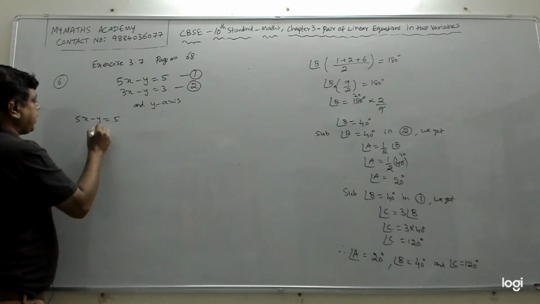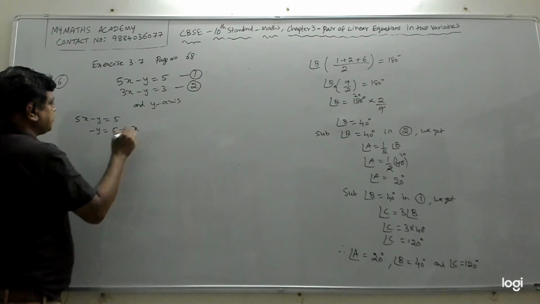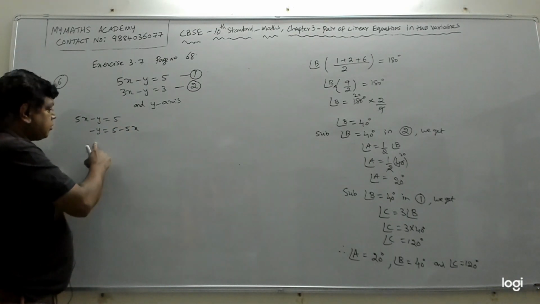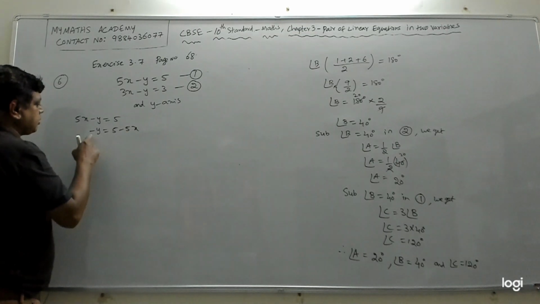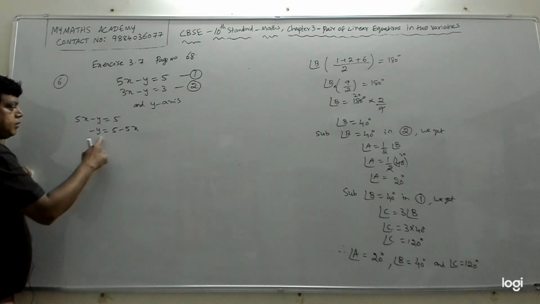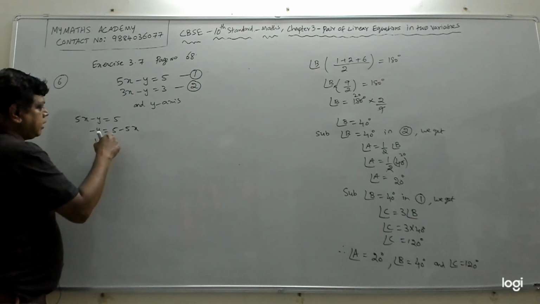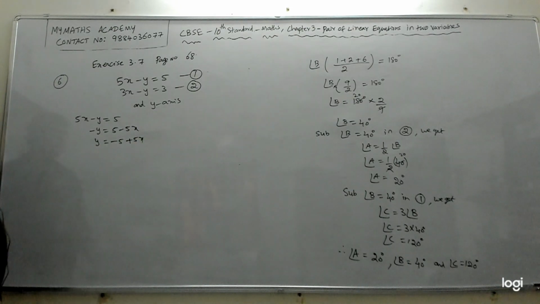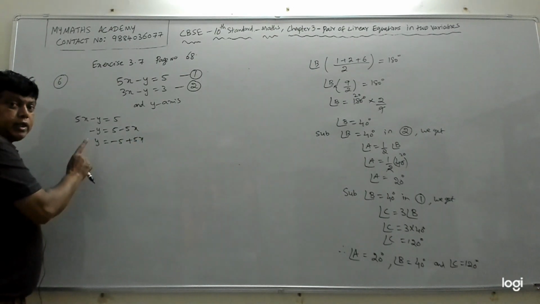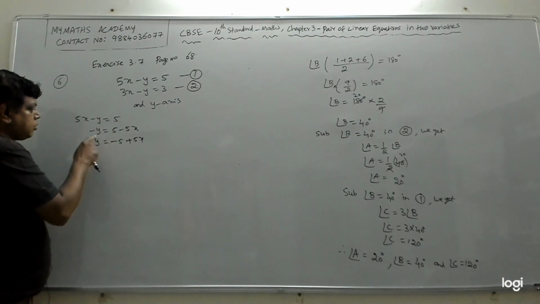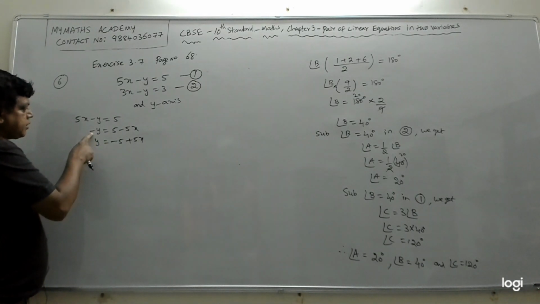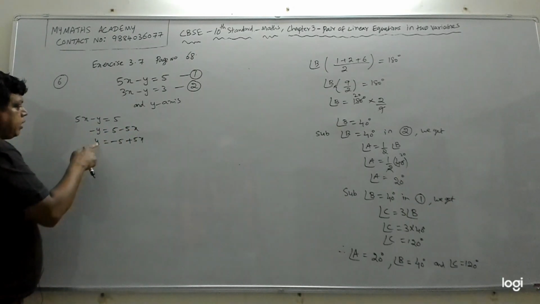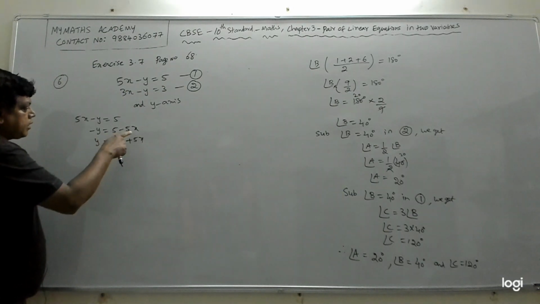So what will you get? You will get minus y equal to 5 minus 5x. This 5x comes here, it will become minus 5x. Now this is minus y, but we want only y, which means you are dividing by minus 1. I cannot change only one sign, I have to change the sign of each term in this equation. So minus y will become plus y, 5 will become minus 5, minus 5x will become plus 5x. So y equals minus 5 plus 5x.